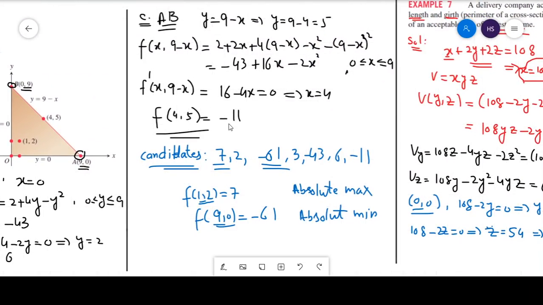You accumulate all the functional values. These are the candidates for absolute maximum and absolute minimum. This is the maximum possible, this is the minimum possible. So this is your absolute minimum, and this 7 is your absolute maximum, and they occur at (1, 2) in the domain, and at (9, 0) in the domain. So this is a boundary point, this is an interior point, right?